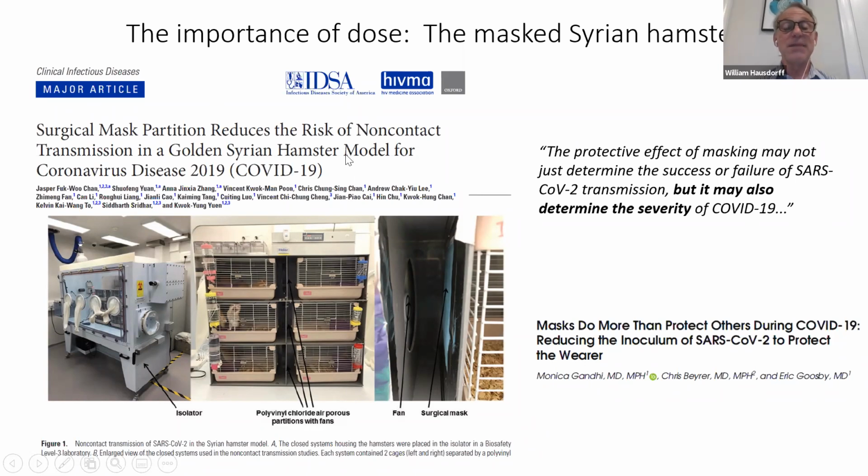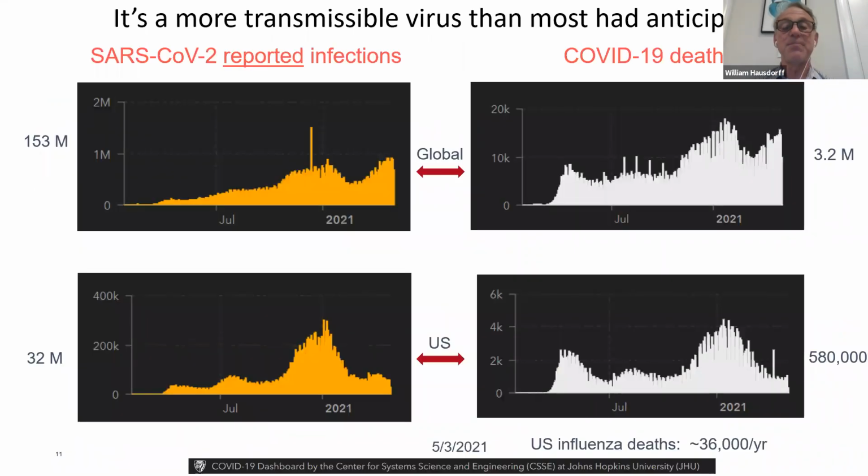It's not just that masks prevent you from getting sick, but as it says here, the protective effect of masking may not just determine success or failure of transmission, but may also determine the severity. So if somebody says, yeah, I don't want to wear a mask inside anymore, I don't need to, part of the reason is not just that maybe you won't get sick, but if you do get infected, it'll be much milder on average, not 100%. So that's something that I think is important when you try to figure out why do I wear a mask and where, et cetera. Doesn't mean you wear a mask everywhere. The guidance has changed, and we'll talk about that.